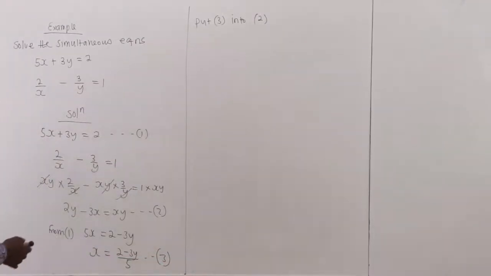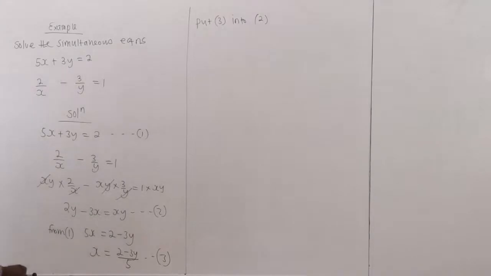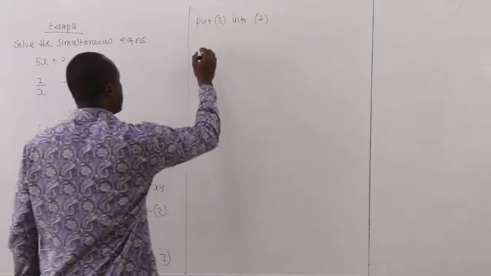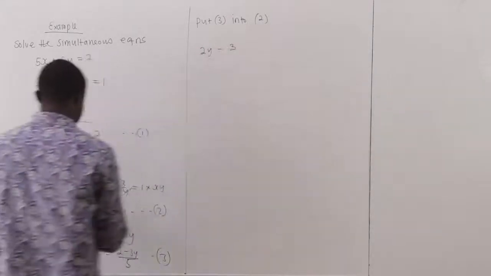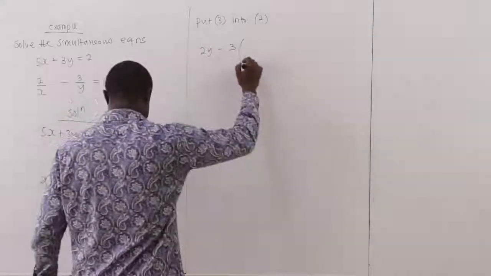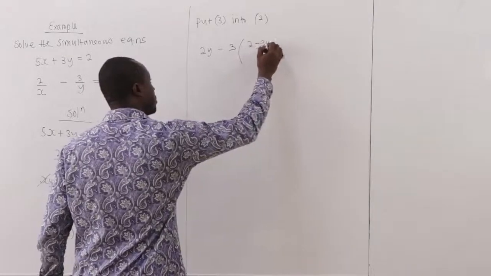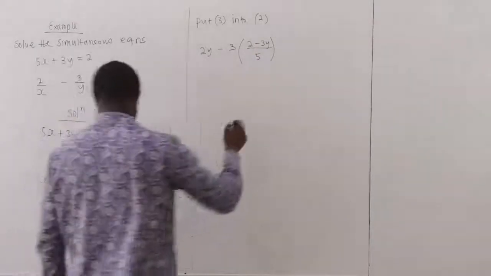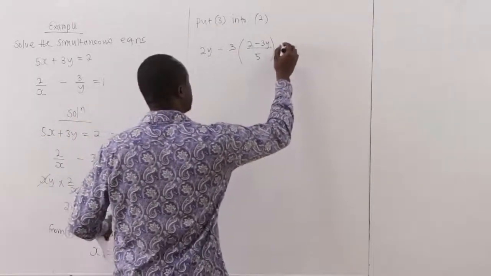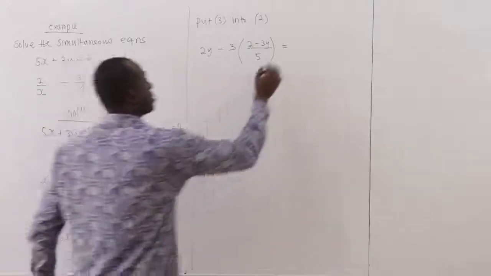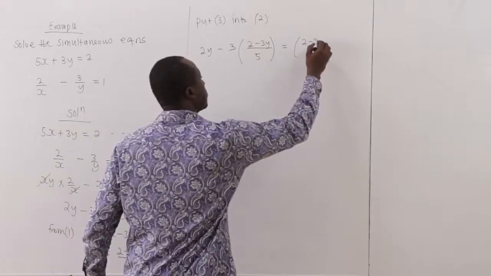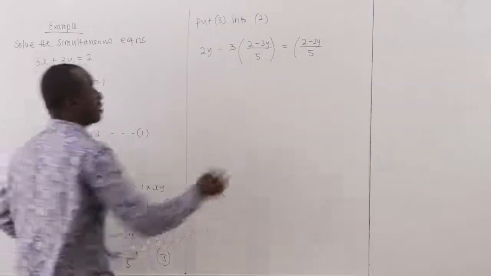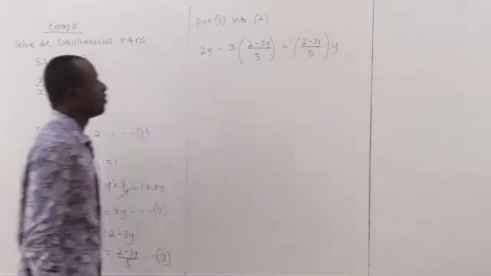So whenever we see x, we put 2 minus 3y over 5. So this will give us 2y minus 3x, and what is our x? Our x is basically 2 minus 3y over 5. And then this is equal to xy. What is our x? Our x is basically 2 minus 3y over 5, times y. So clearly we have our y over there.